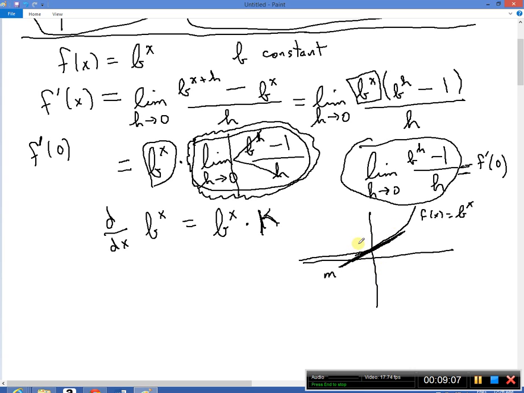It's not going to turn around like this. It's going to be asymptotic here. So you're always going to get a positive number for the slope. So given that, what positive number would you like the slope to be?